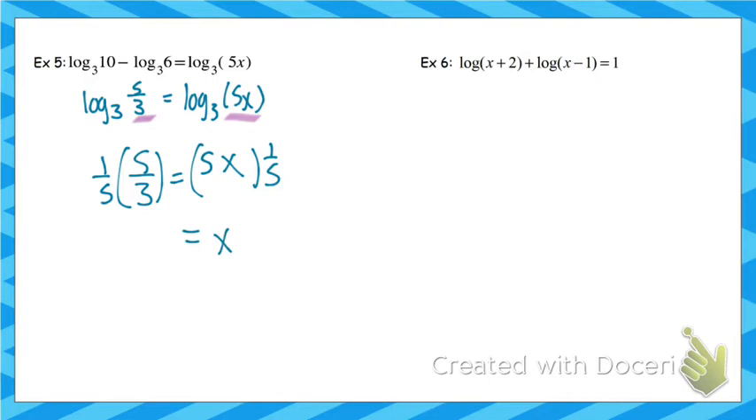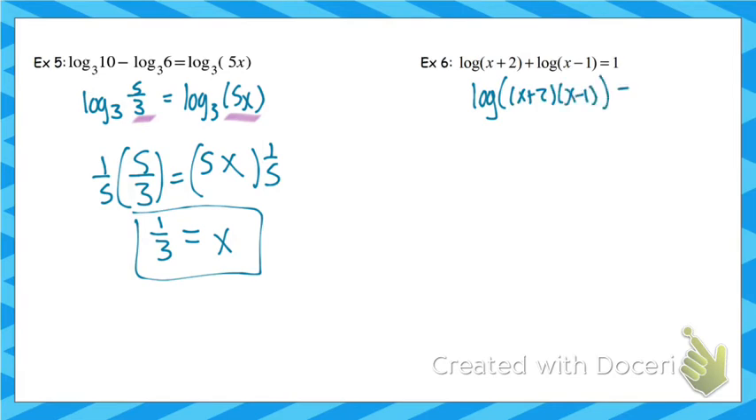So I end up with 5 over 15, which is 1/3. All right, so again, this next one's going to look a little similar, but be a little bit more like our first ones. We're still going to use our log properties to condense these two logs together. So using those log properties, 2 logs that are added, I can multiply the arguments. So x plus 2 times x minus 1.